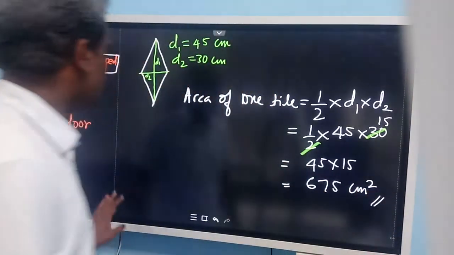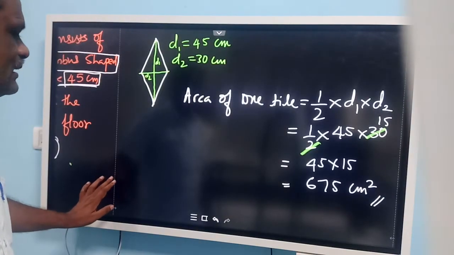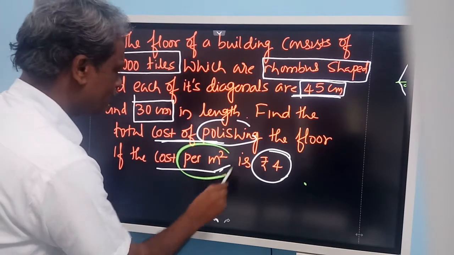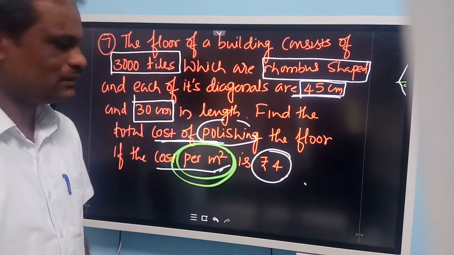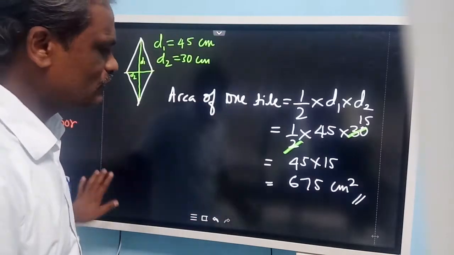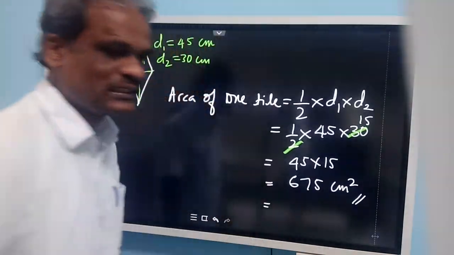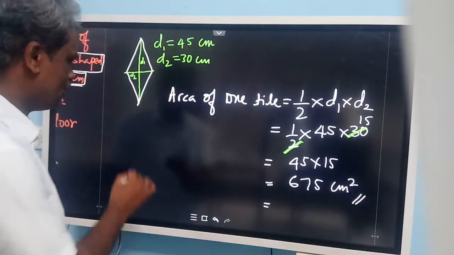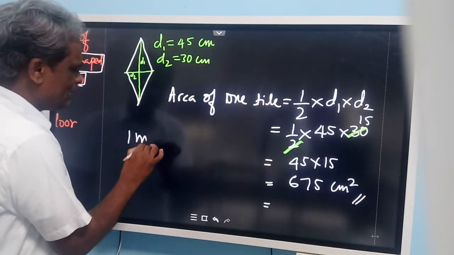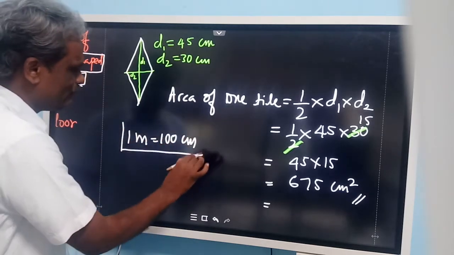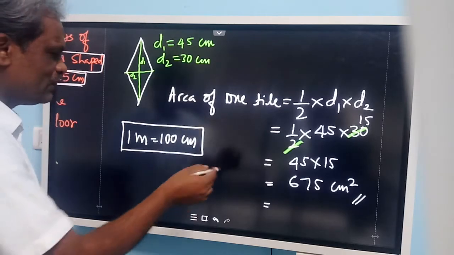Okay. Now we got the area in centimeter square, and look at this, it is given in meter square. We have to find this in meter square. Convert this into meter square. What do you have to do to convert this into meter square? We have centimeter into centimeter. You know that 1 meter is equal to 100 centimeter.